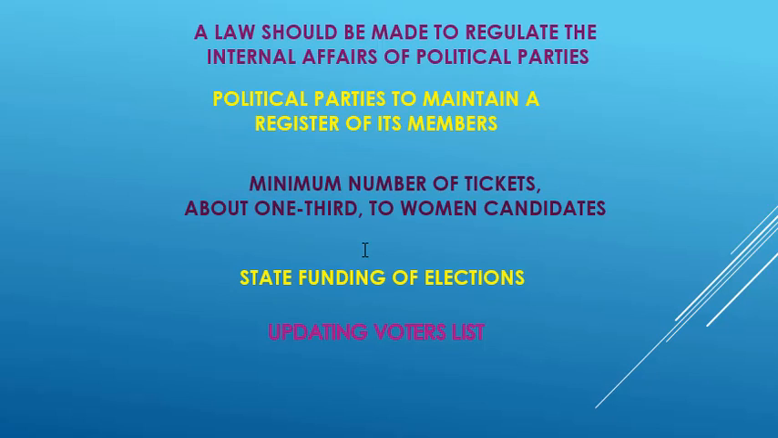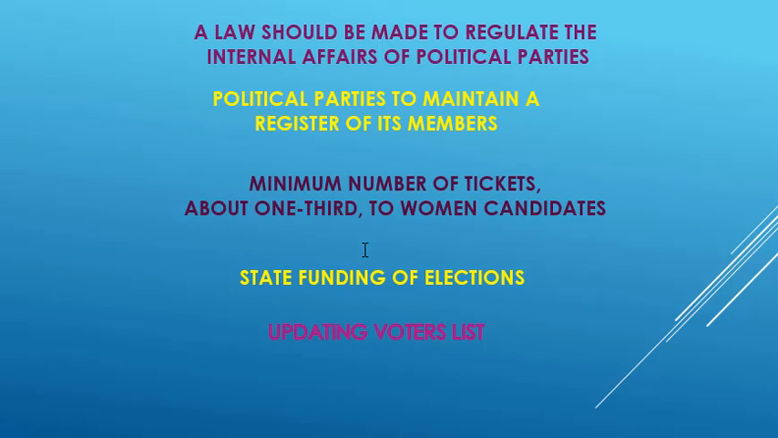So, point number 3, children: minimum number of tickets. It is suggested that at least 1/3 of party tickets should be given to women candidates. As we have seen, the number of women representatives in our central legislature or state legislature is minimal. The number of women representatives should be increased. So all the political parties can give at least 1/3 tickets to women candidates, so that women's representation will be better and visible in society.